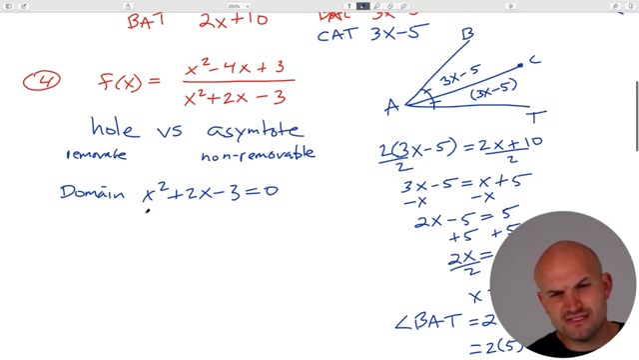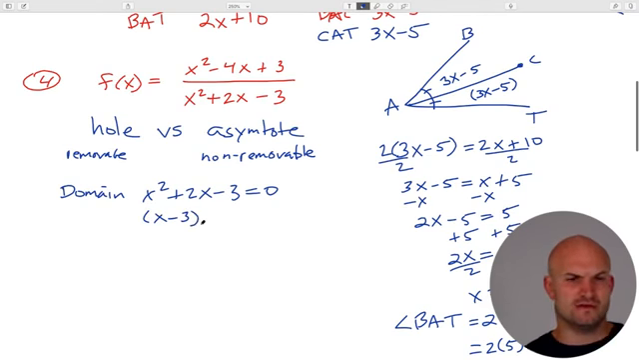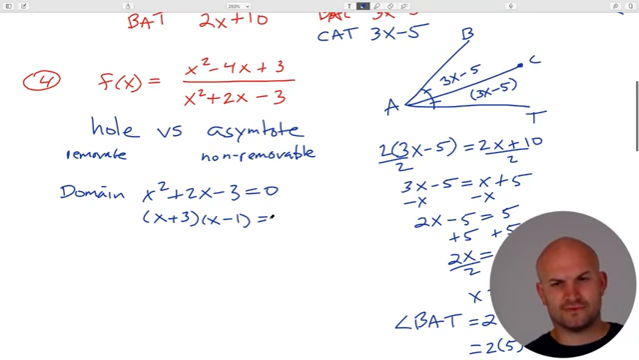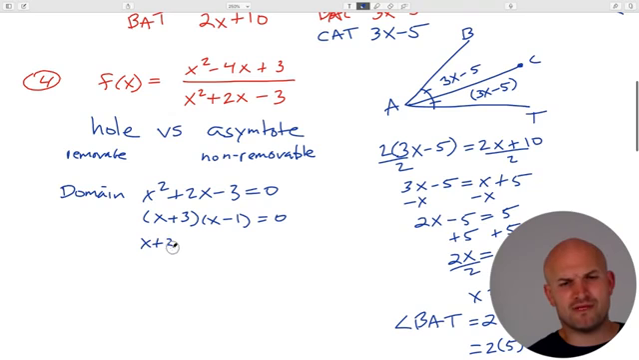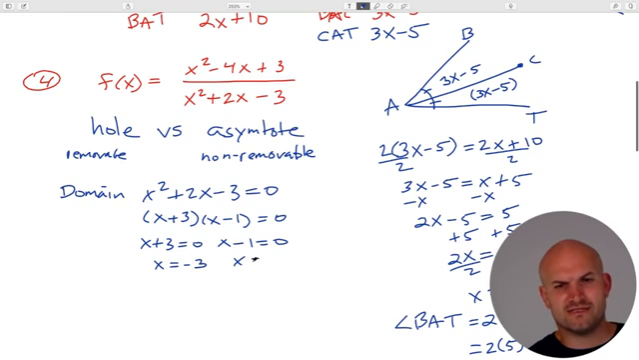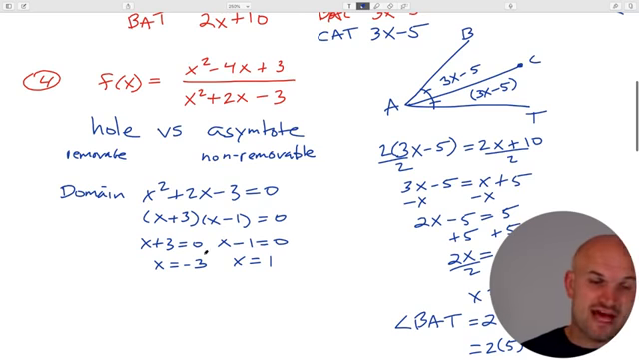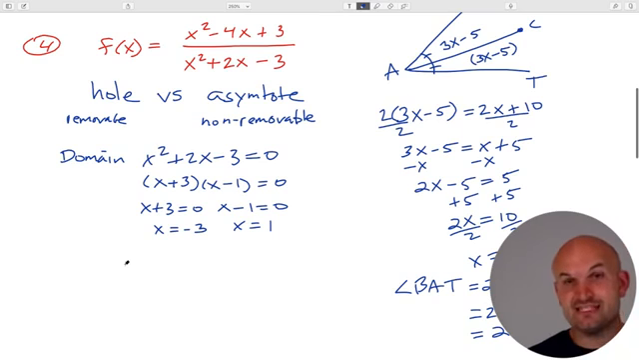Now let's factor this. To solve for this, I'm going to factor it: x plus 3 and x minus 1. Now I can use the zero product property and set each factor equal to 0. Then x equals -3 and x equals +1. These are the values that make my denominator equal to 0, so these are not in the domain.